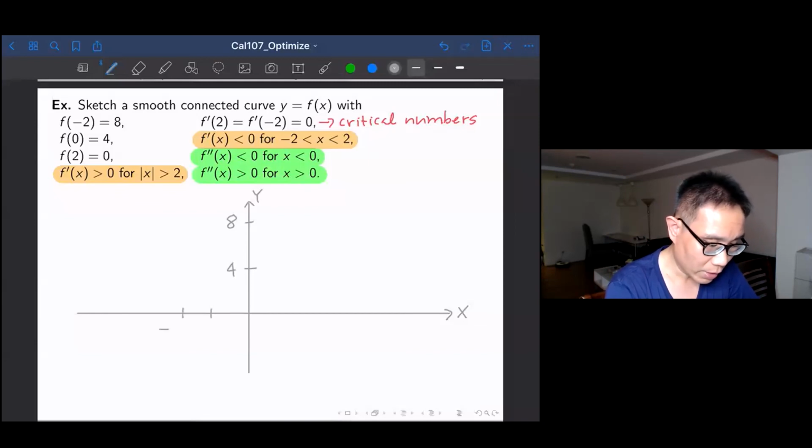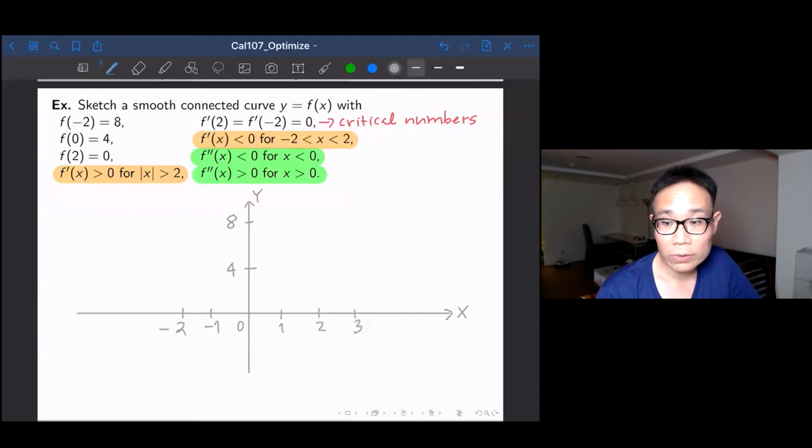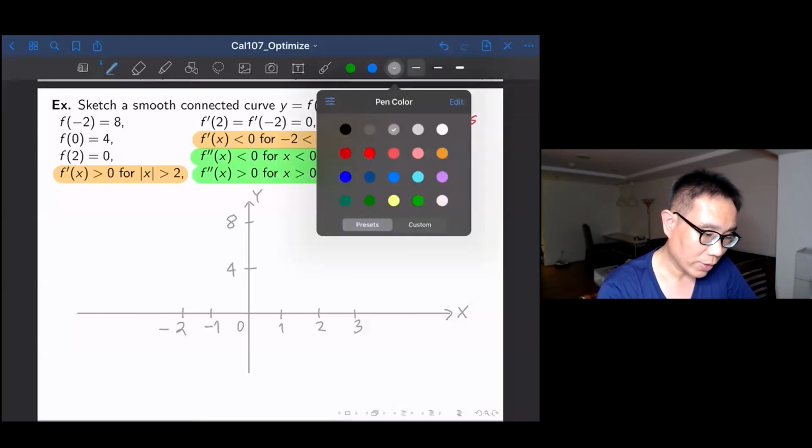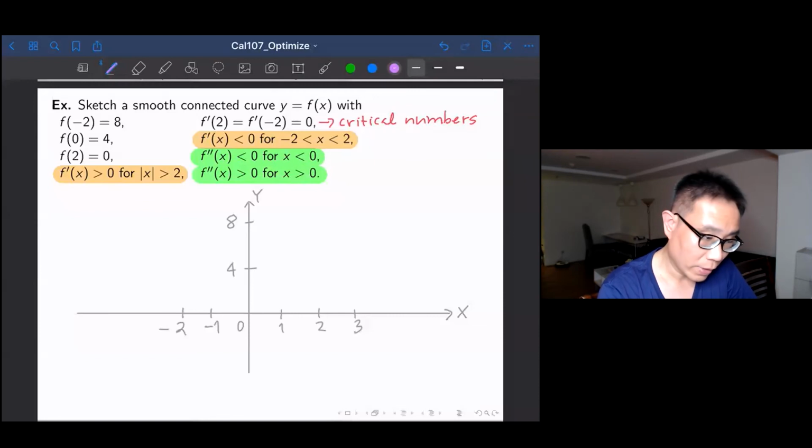So it's going to be negative 2. Okay, negative 1, 0, 1, 2. Okay, let's do 3 also. So in this case, you're going to put the sign of f prime, and you're going to put the sign of f double prime.